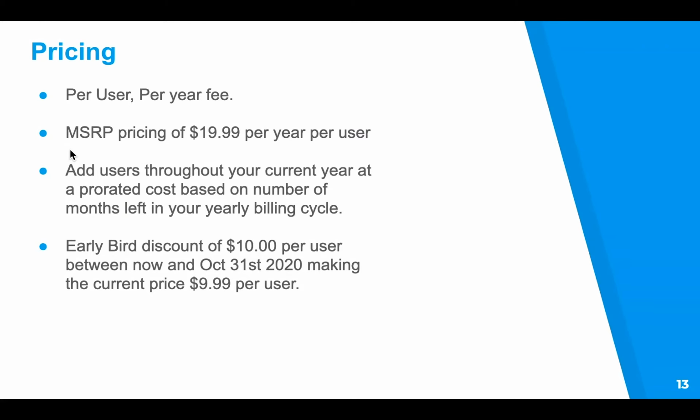If you're adding users throughout the current year, so if you start with, let's say, 5 users and you need to add 2 more 4 months later, we prorate that, so you'll only be charged for 8 months out of the 12 that's left for those extra users you're adding. And then on your yearly renewal, they'll be back at the same $9.99 full price for those renewals.